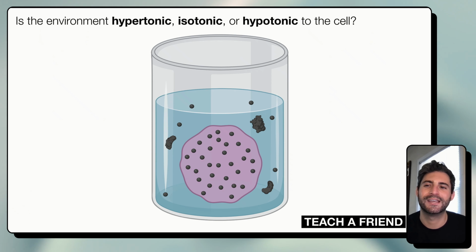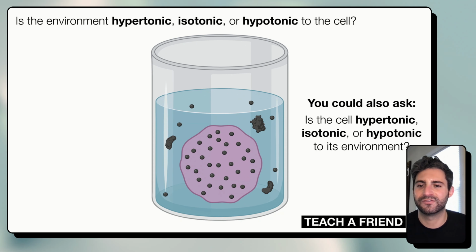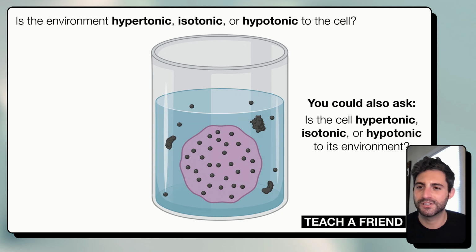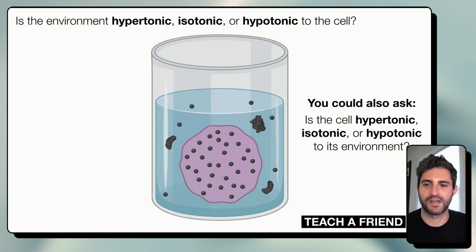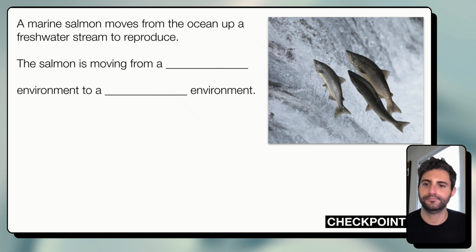And I hope you said that the environment is hypotonic to the cell. One thing you could possibly be asking yourself is, could we also say, is the cell hypertonic, isotonic, or hypotonic to its environment? And the answer is absolutely. You can ask that question. The answer would be that the cell is hypertonic to its environment, and that's because there is a higher solute concentration inside the cell compared to outside the cell. Take a second to look at this checkpoint question and see if you can come up with an answer.